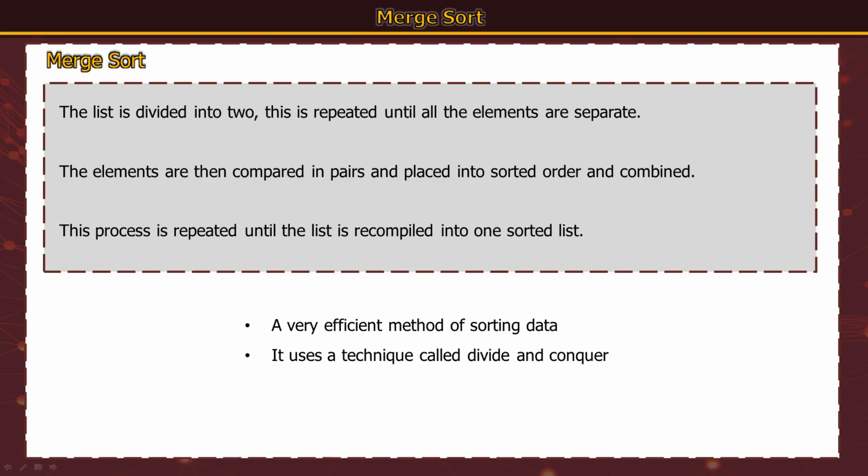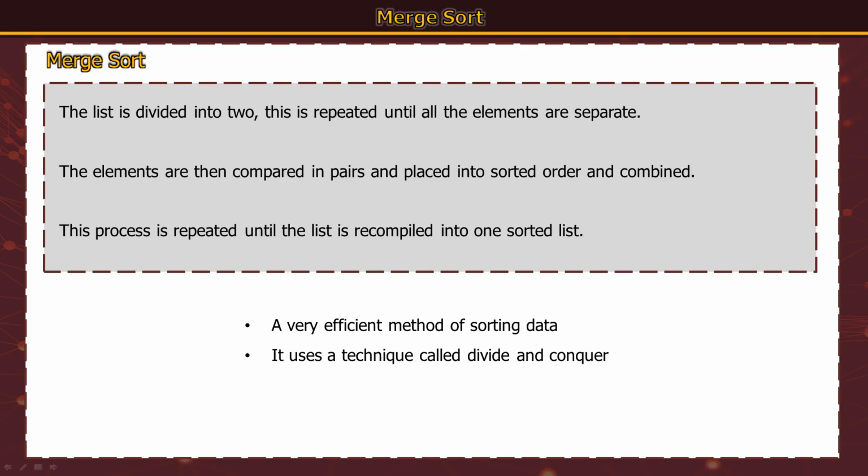The key steps of the merge sort are: the list is divided into two, and this is repeated until all elements are separate. The elements are then compared in pairs and placed into a sorted order before being combined. The process is repeated until the list is recompiled into one sorted list.